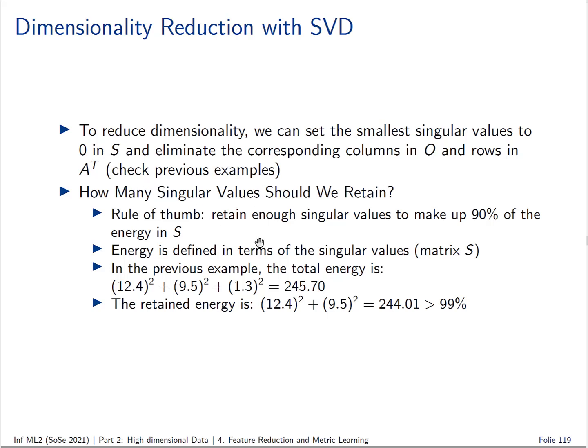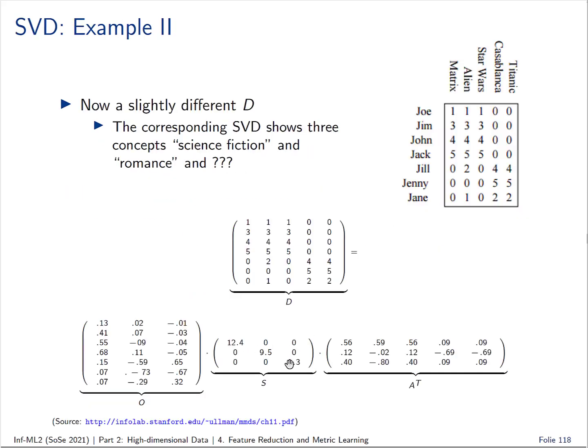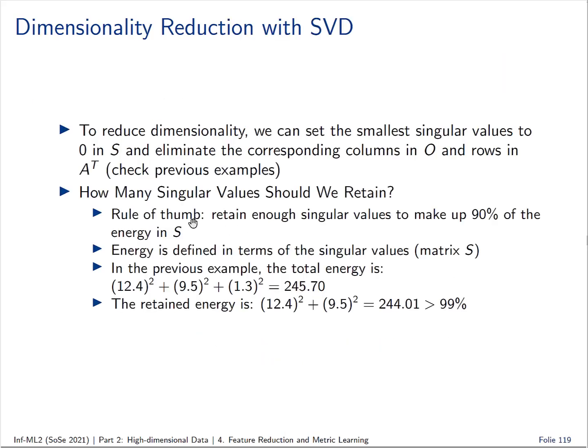We call them the energy. We should retain enough singular values, so those S values are called the singular values, and they are actually the squared variance along the features. We talk about the energy of the singular values, and we should retain or keep enough singular values to make up 90% of the energy.